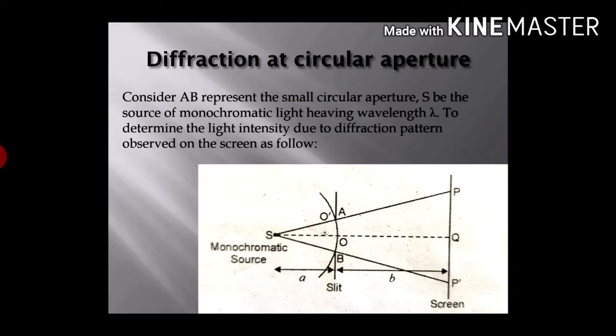Now the diffraction at a circular aperture. Consider AB represents the small circular aperture and S is the source of monochromatic light having wavelength lambda. To determine the light intensity due to the diffraction pattern observed on the screen, we have to follow the following steps.